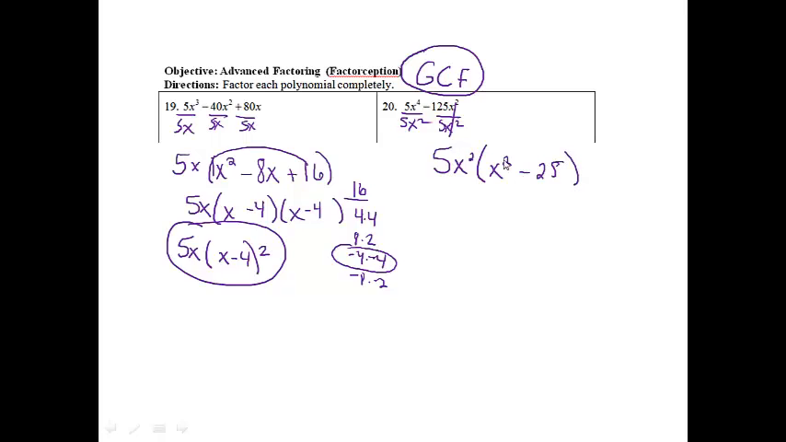What that did for us is it opened up a new problem. I noticed that this is a quadratic binomial, and I can take the square root of 25. So that will become x plus 5, x minus 5. We just square root the 25. And now we're just going to carry down the 5x squared. And that would be my answer. The code letter for this video is O.